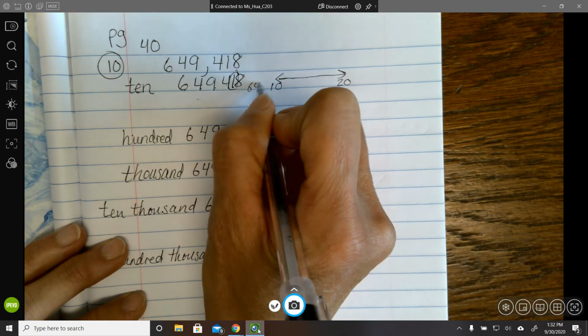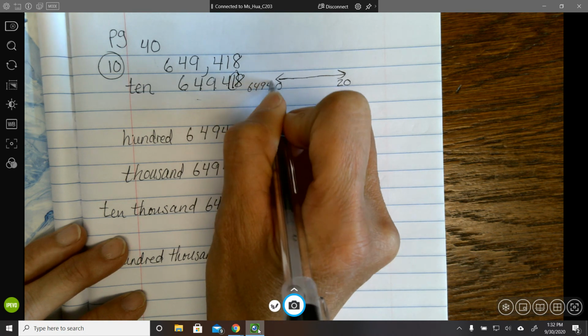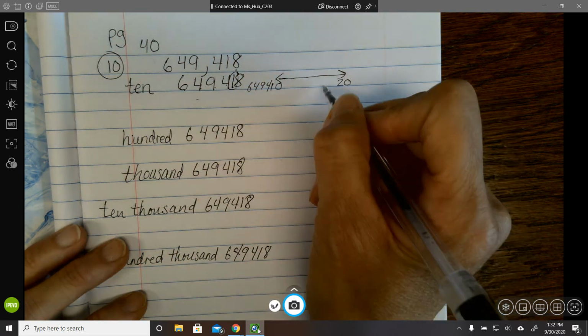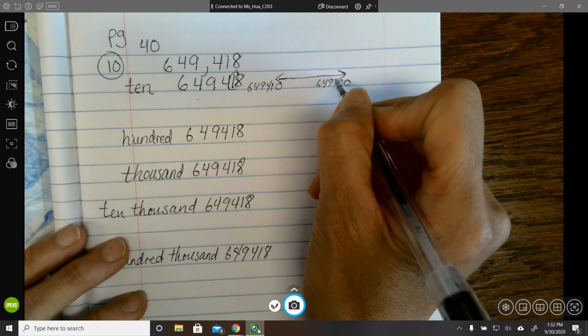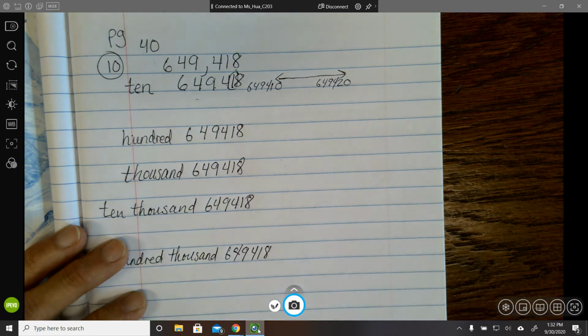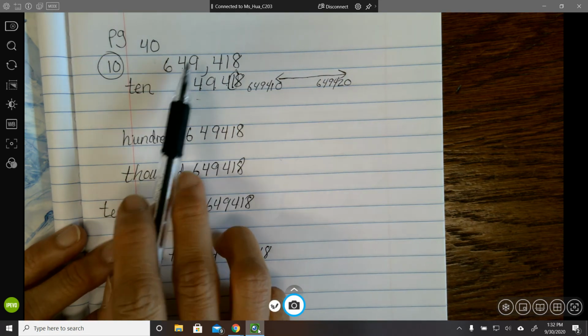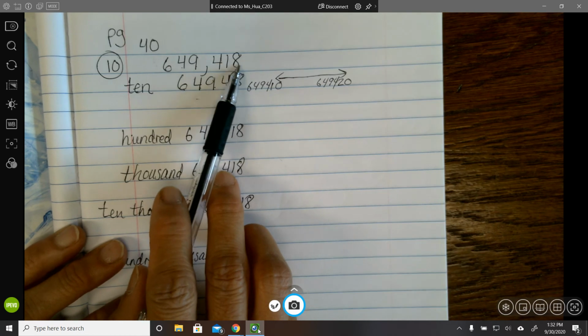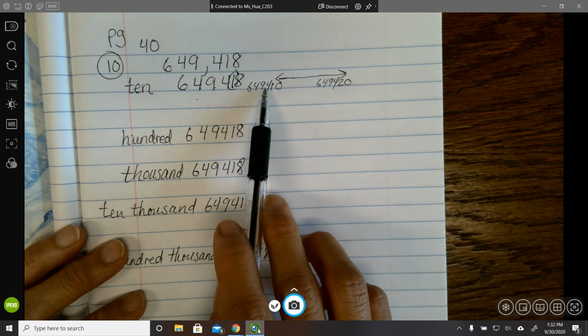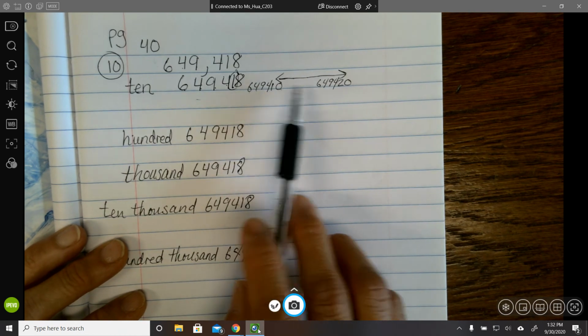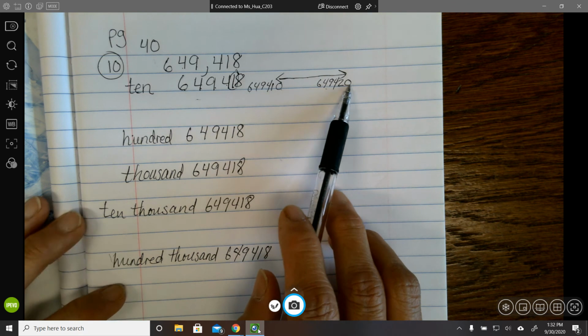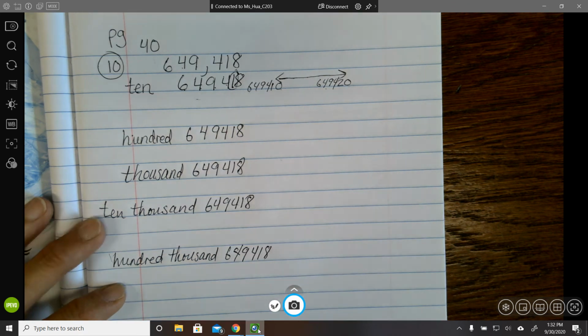So I'm going to add 6494 in front of it. And this is going to be 649,420. So this number, 649,418, is between 649,410 and 649,420. All right, so that is what I have down.